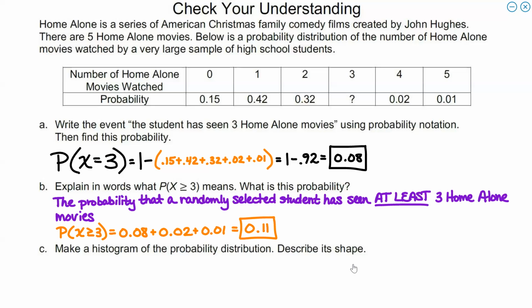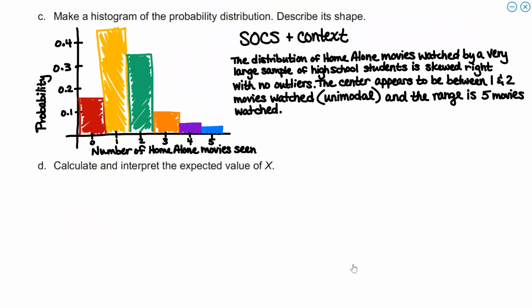And then they asked us to make a histogram of the probability distribution and to describe its shape. So my histogram looked like this right here. The distribution of Home Alone movies watched by a very large sample of high school students is skewed right. You see that tail off to the right, with no outliers.